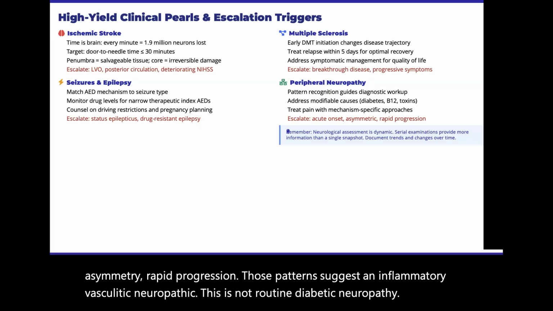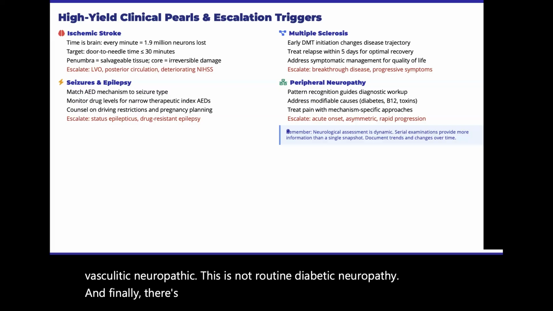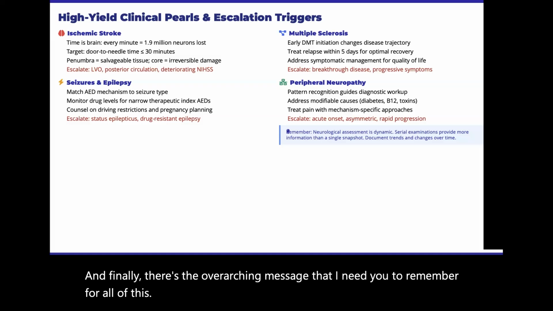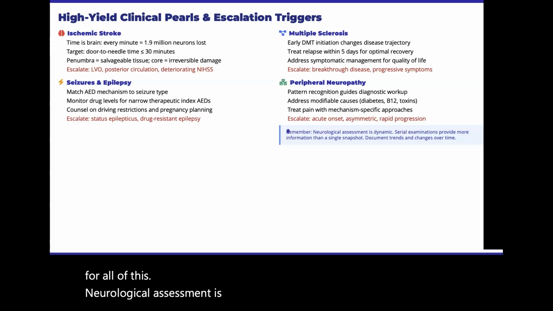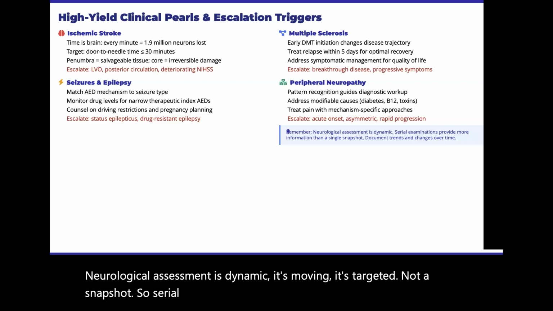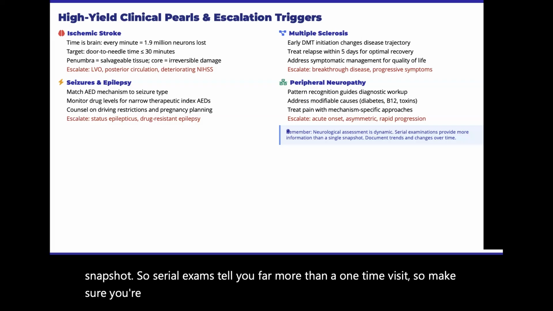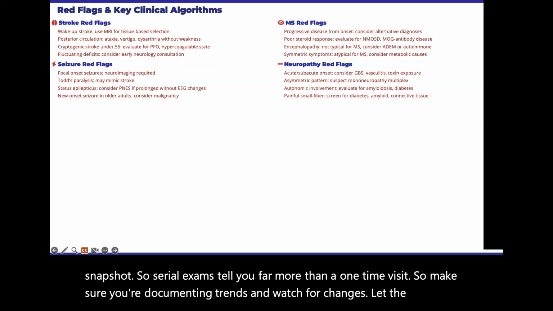And finally, there's the overarching message that I need you to remember for all of this. Neurological assessment is dynamic, it's moving, it's targeted, not a snapshot. So serial exams tell you far more than a one-time visit. So make sure you're documenting trends and watch for changes. Let the pattern guide your management.